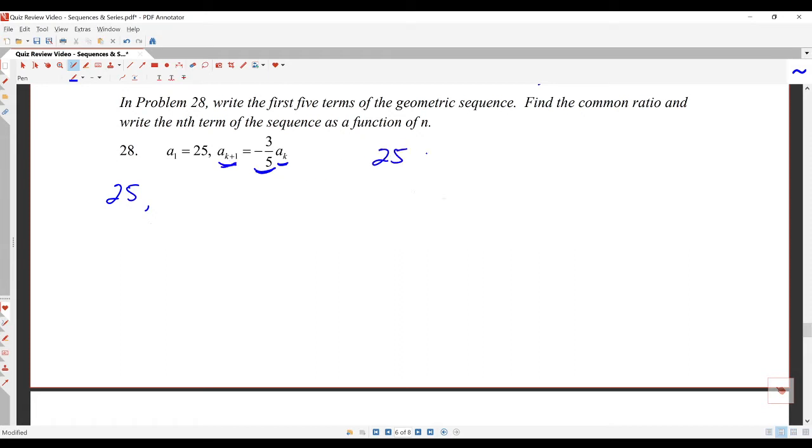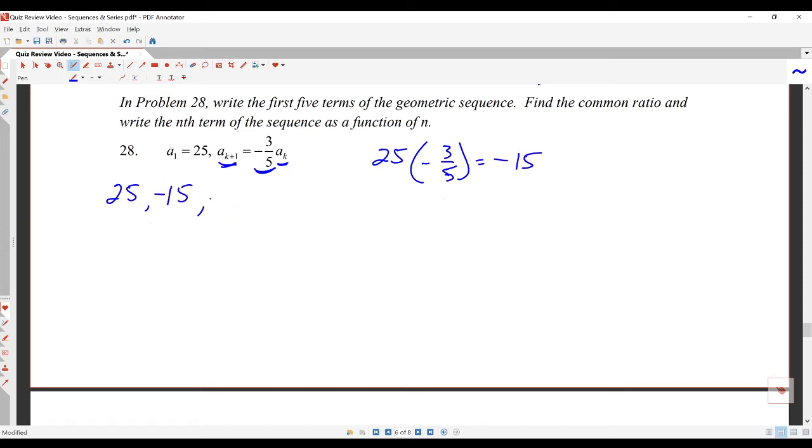So let's take that first term, multiply it by negative 3/5. That's going to give us a negative. Again, multiplying by 3/5 is division by 5, multiplication by 3, in either order. So we can go 25 times 3 divided by 5, or I can go 25 divided by 5 times 3, which is usually easier. So I'm going to go 25 divided by 5 is 5, times 3 is 15. So that's my next term.